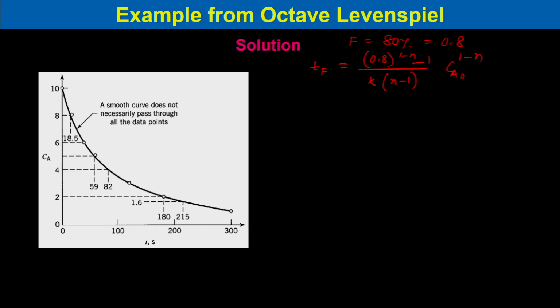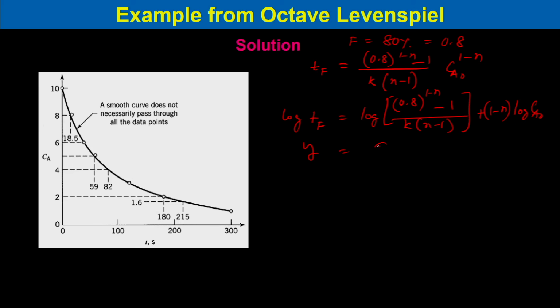Now, if we take the logarithm as we have done before, it will be log Tf, which is equal to log of 0.8 to the power 1 minus n, minus 1, divided by k into n minus 1, plus 1 minus n into log of Ca naught. So, this is of the form y is equal to a plus bx.